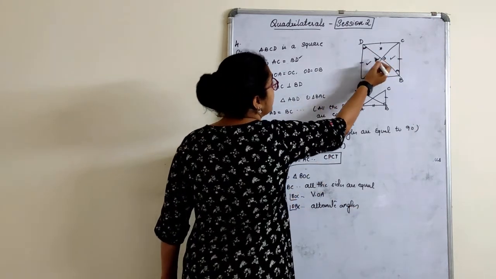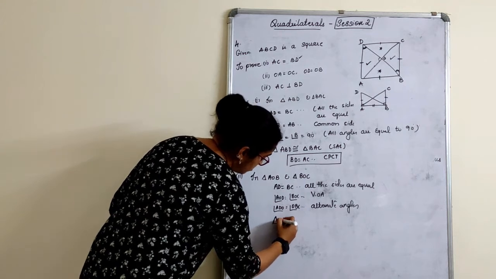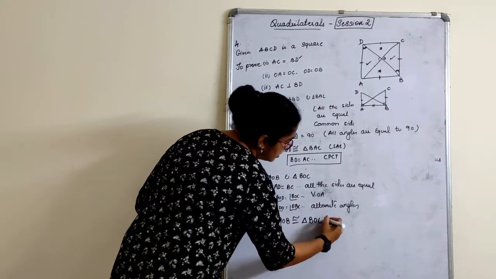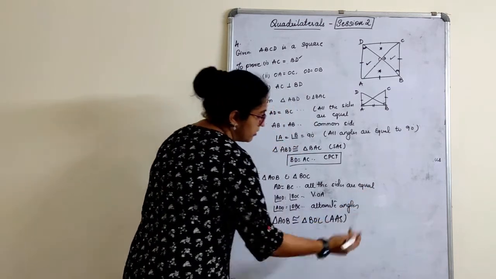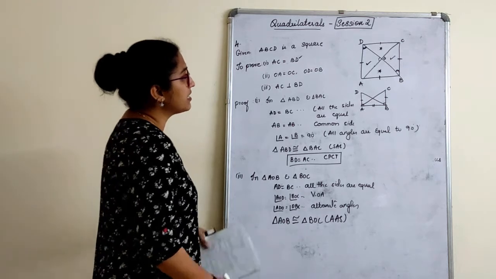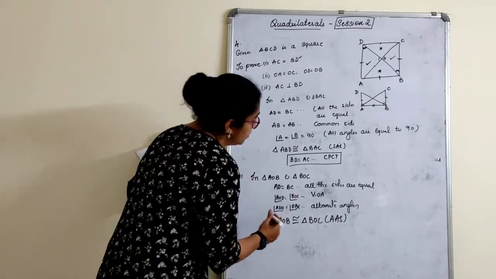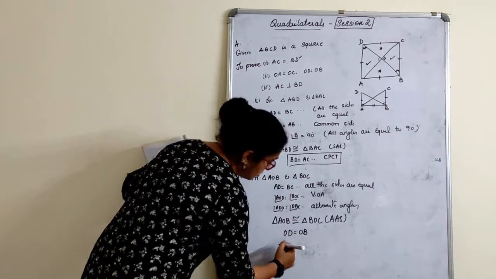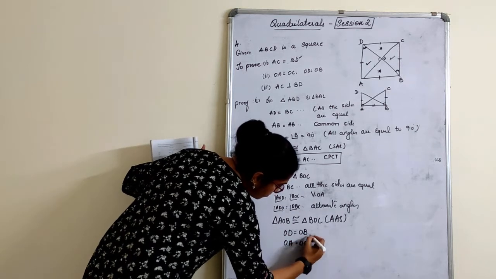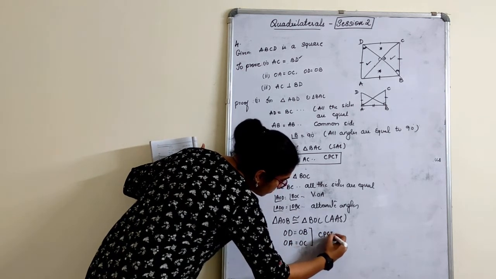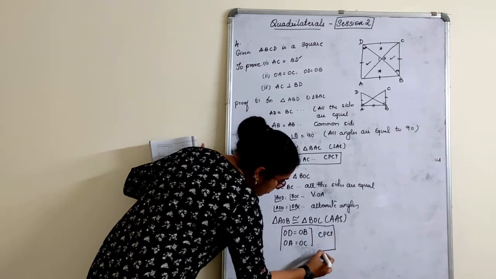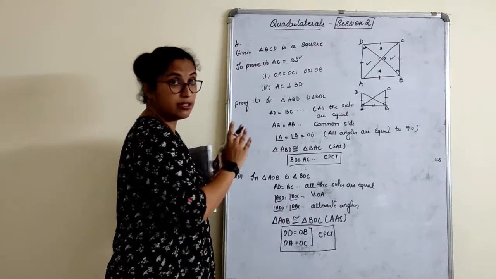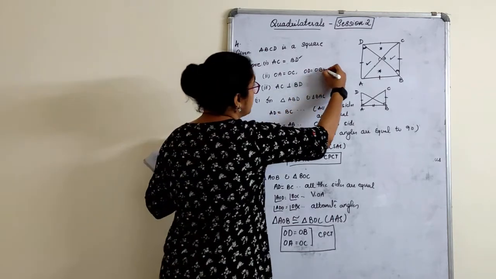So angle, angle, side. Triangle AOD is congruent to triangle BOC by the AAS congruence rule. By AAS, now can I tell here OD is equal to OB and OA is equal to OC, by CPCT. That is what was required to prove. Till here it is very clear. Yes, second part is done.